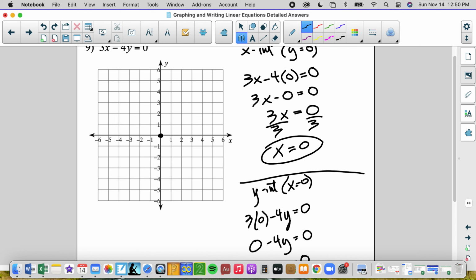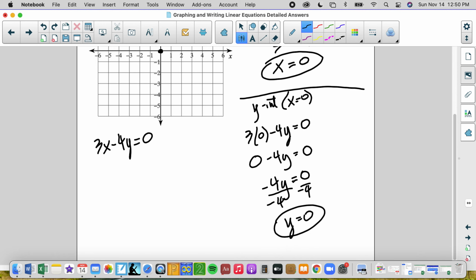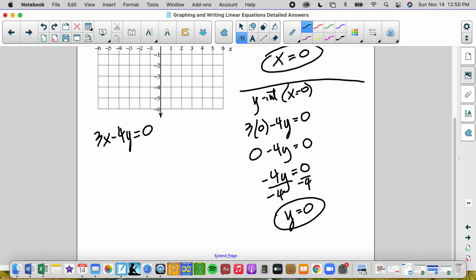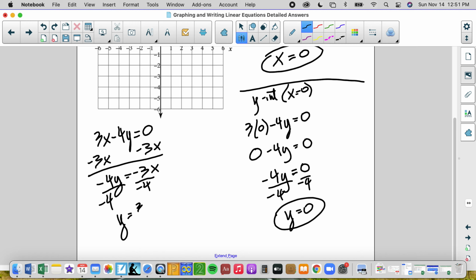Now, the tough part of this problem, why I like this problem, is you can't find another point at the moment. There's a couple of things that you can do. You can either convert this to slope-intercept form, meaning I can isolate for y. I could subtract 3x. That gives me negative 4y equals negative 3x. Divide by negative 4. And I get y equals 3/4 x. And so now I know what my slope is. My slope is 3/4. So that is up 3, right 4.